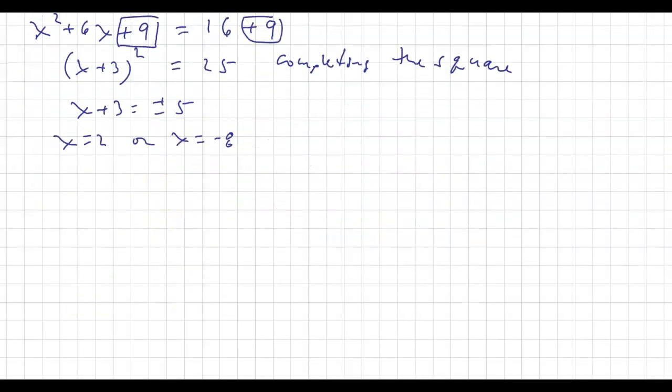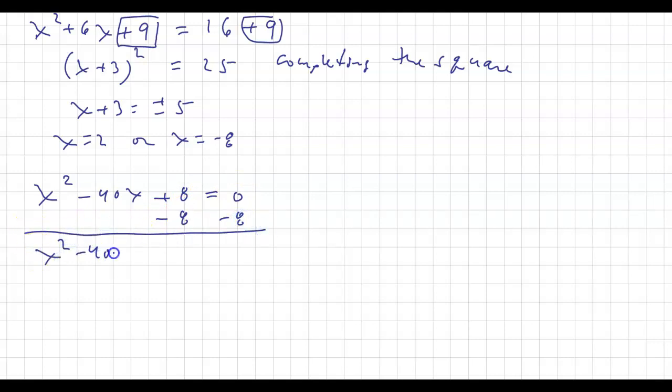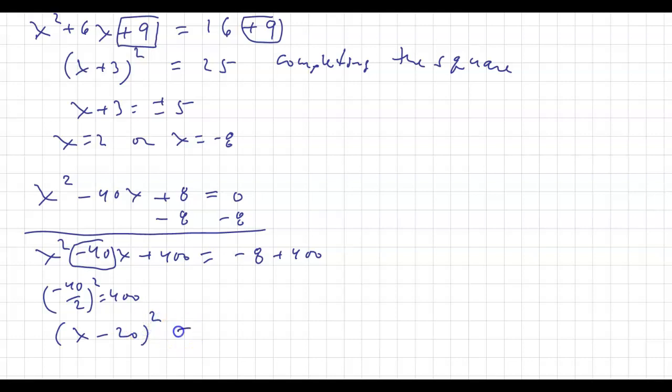Now, completing the square works even if the answer has irrational numbers. So here is a problem: x squared minus 40x plus 8 equals 0. So if you subtract 8 from both sides, you get x squared minus 40x, leave a little room, equals negative 8. Now, to complete the square, we take half of negative 40, divide by 2, and square it to get 400. I add 400 to both sides. That turned the left side into a perfect square trinomial, which can be factored to x minus 20 squared, and the right side became 392.